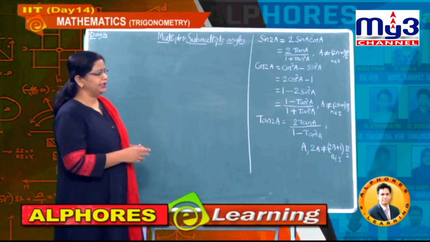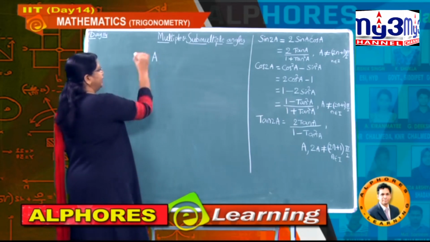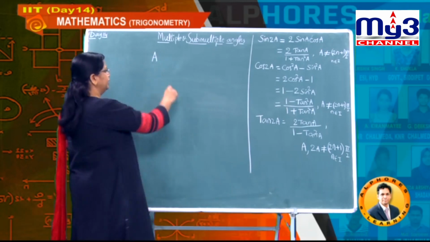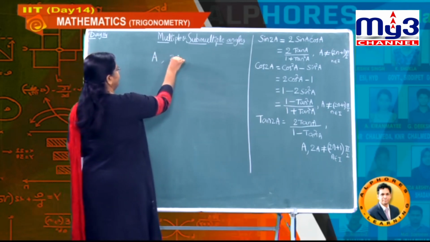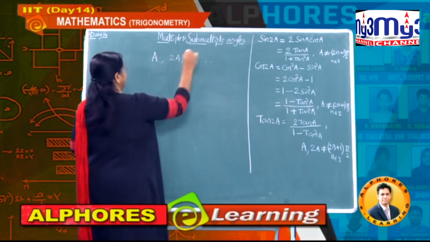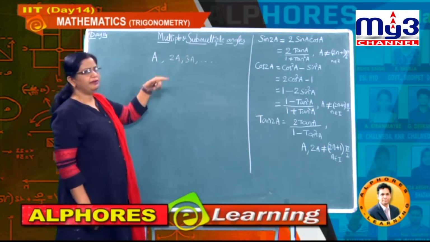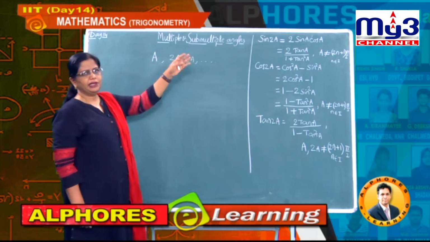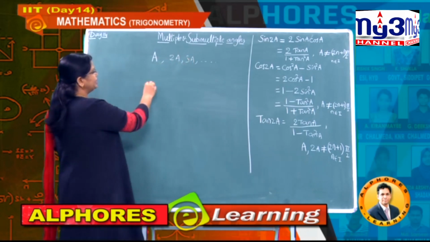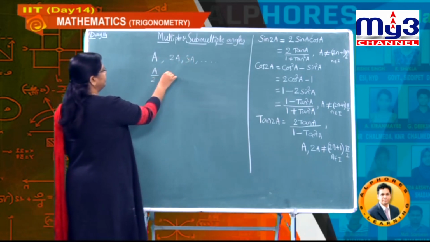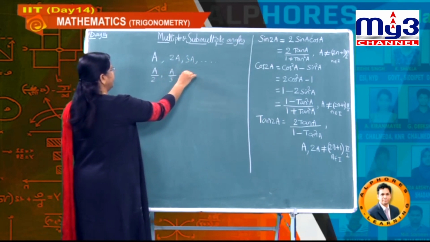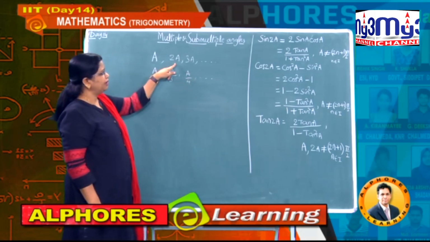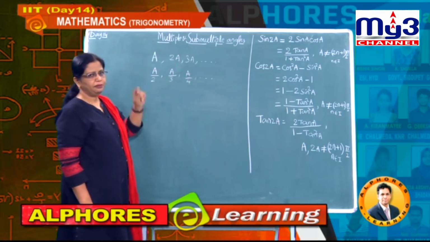Now what is a multiple angle? Suppose you consider angle A, then the integral multiples of A, that means 1 into A, 2 into A, 3 into A, etc. The integral multiples of angle A, whether positive or negative, are known as multiple angles. And submultiple means if you divide, that means A divided by 2, A divided by 3, A by 4, etc. These are known as submultiple angles.